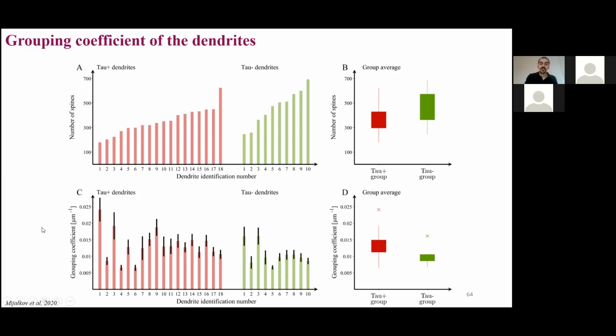And then we have the grouping coefficient. This is very similar to the clustering coefficient in the sense that the grouping coefficient will give you the probability that a spine would be near to two other spines, one on the left, one on the right. So the higher the grouping coefficient, the higher the probability that the spines will be tightly squeezed. And again, here we see that the tau positive dendrites have a higher grouping coefficient, which fits very well with the previous results, in which we say that once tau protein attacks these dendrites, it results in very isolated, very tightly packed groups of spines.